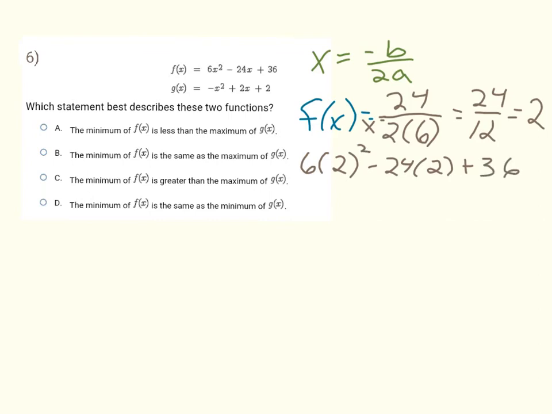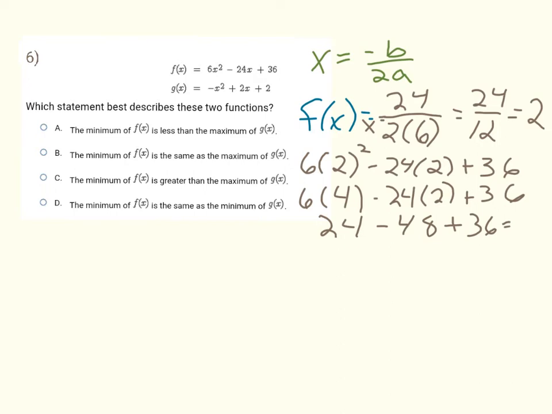Okay, so here 2 squared is 4. And I do my exponents first, and then I'm going to do my multiplication. So 6 times 4 is 24, minus 24 times 2 is 48, plus 36. And when I go ahead and do all of that adding and subtracting, I get 12. So that means the coordinate of my vertex here, of my minimum, is (2, 12).